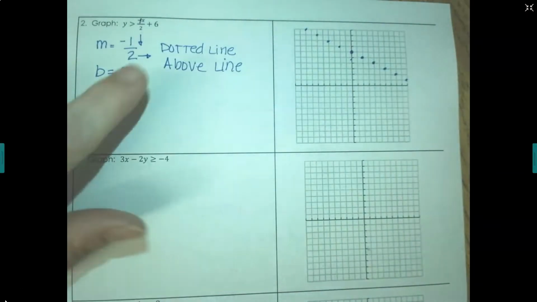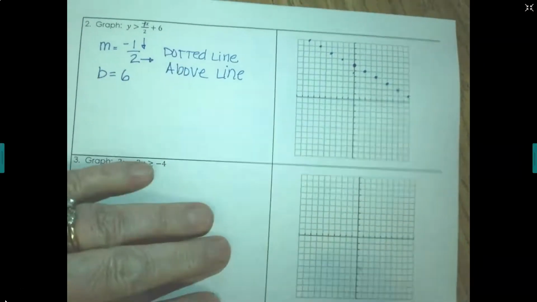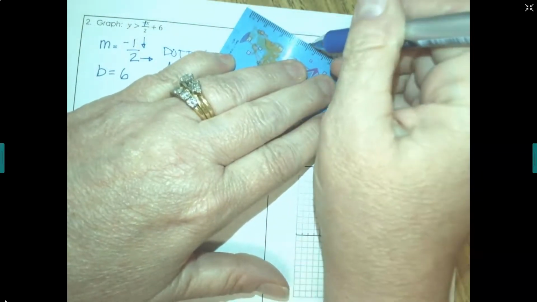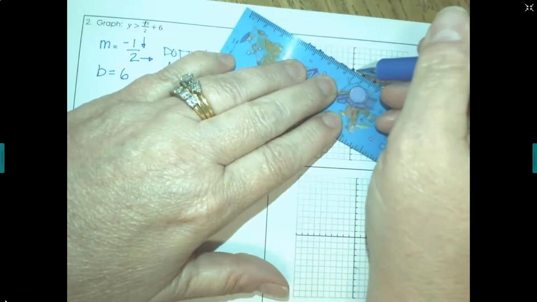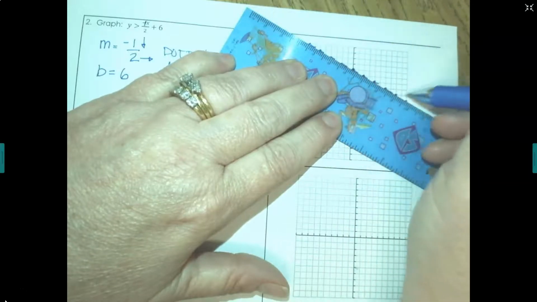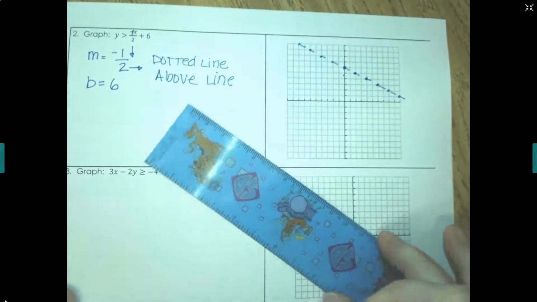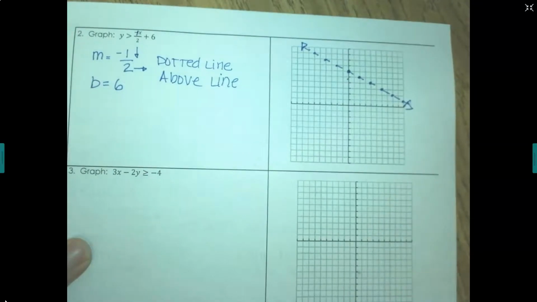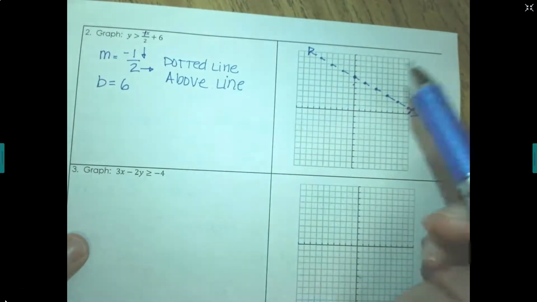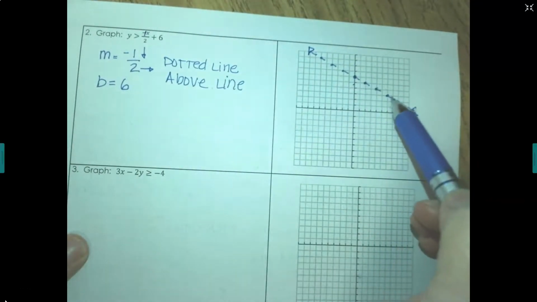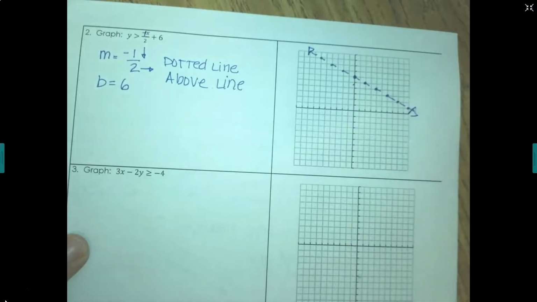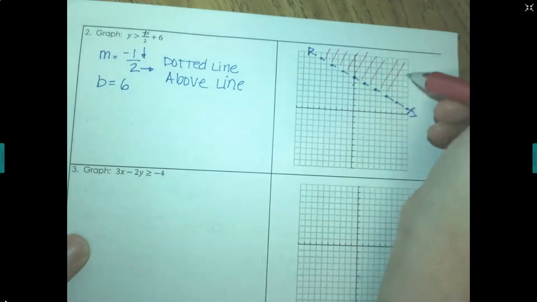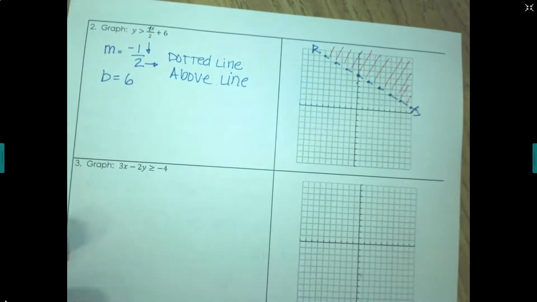Okay, remember, dotted line, not solid. So when I come in here, I'm just going to not make it solid. I'm going to draw a dashed line, so it's not connected together. Now, we need to shade above the line, above the points. So look at any of the points. You want to look above them in this case. So greater than the line is up here. It's a little easier to see when the line's not quite so steep.